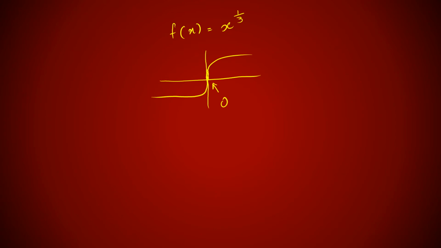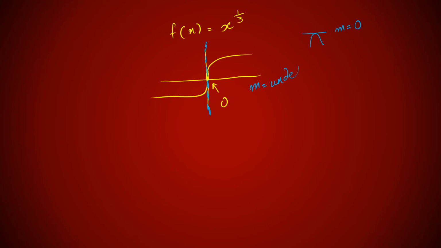At 0, if you want to draw the tangent here, you will see that the slope is undefined. We know that for a horizontal line, the slope is 0. And for a straight vertical line, you can say that the slope is undefined.